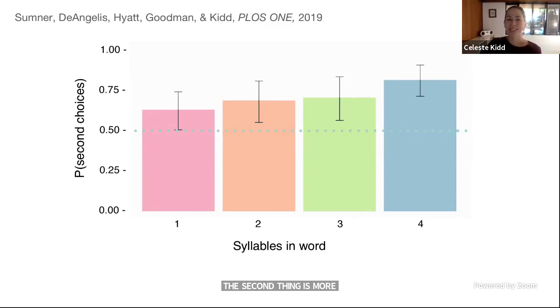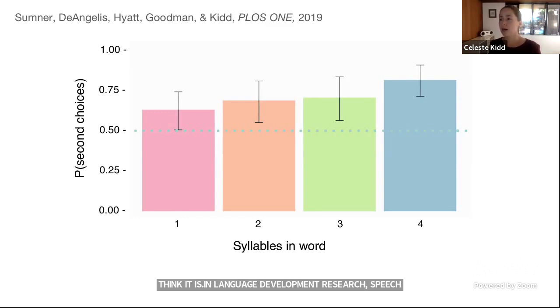This is a good demonstration that what you see in young kids is sometimes not what you think it is. In language development research, speech productions, word productions, are often taken as a gold standard as evidence that the kid knows something about the concept to which that word refers. So this is a great demonstration of kids saying things that they probably don't know; they may not know what the referent actually is.